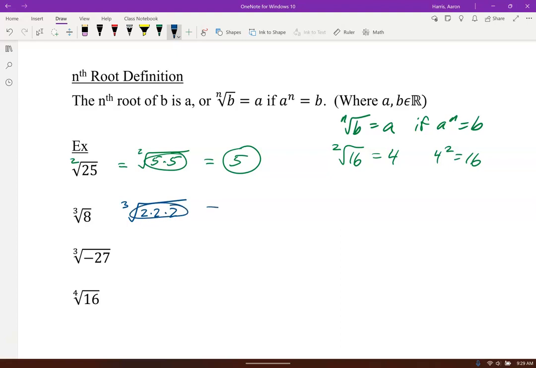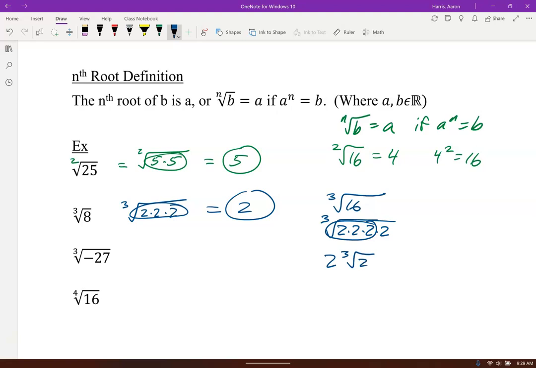Do I have 3 of a kind? Yes, I do. Third root of 8 is 2, right? If I was doing the third root of 16, then I'd break down the 16. 2 times 2 times 2 times 2 is 16, and I'm looking for 3 of a kind, so I'd take 3 out. So 2 comes out. There's 3 of a kind right there. And I'm left with 1 underneath. So the third root of 16 is 2, third root of 2.